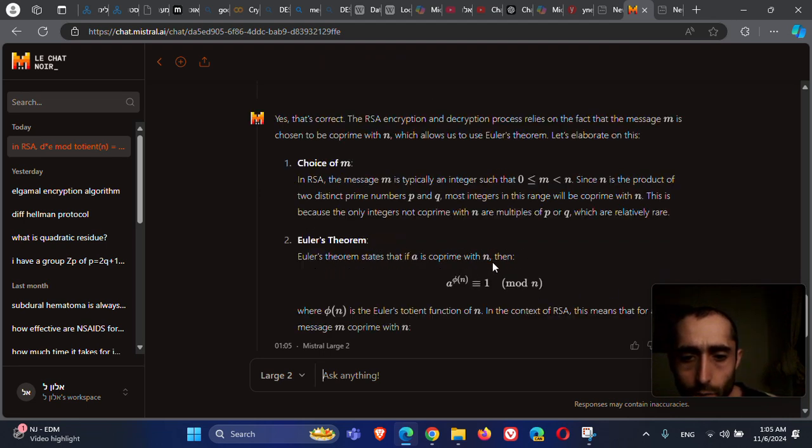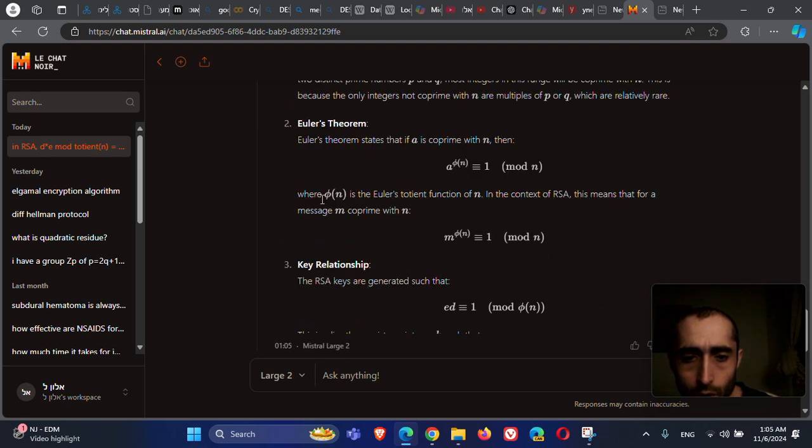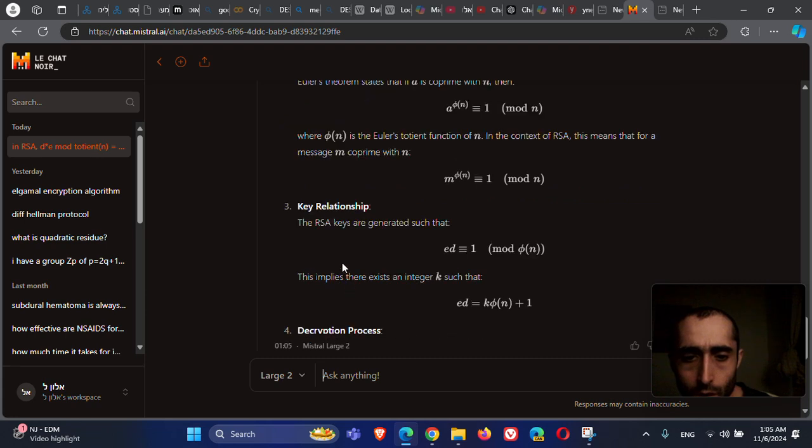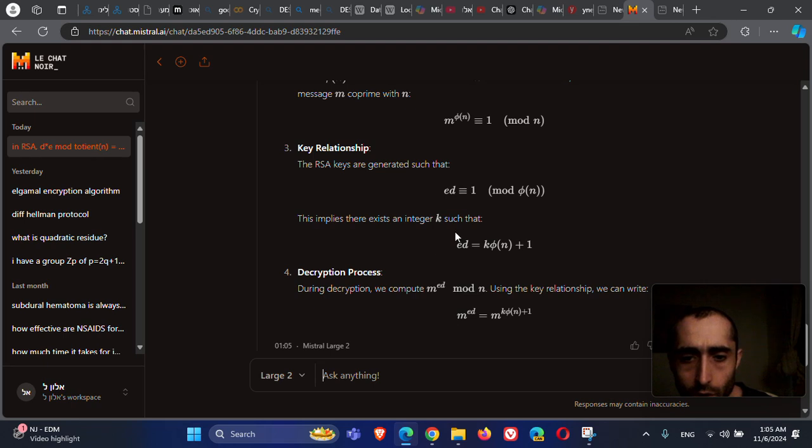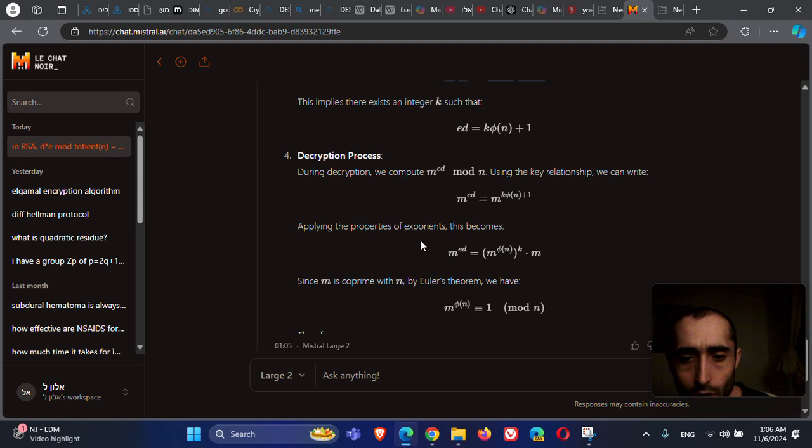Euler's theorem states that if a is coprime with n, we have this, where totient is the Euler totient function of n. This means that for a message m coprime with n, we can get this. The RSA keys are generated such that we know this, which implies that for some integer k we get this. This is the meaning of this. Decryption: m to the power of ed is m to the power of k times totient of n plus 1. Applying the properties, we get m to the power of totient n times k, plus 1.